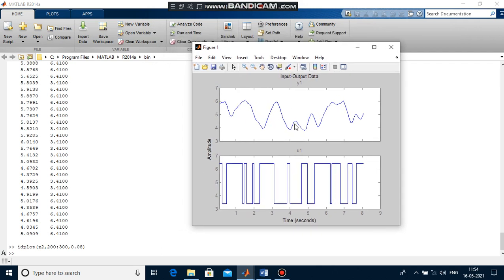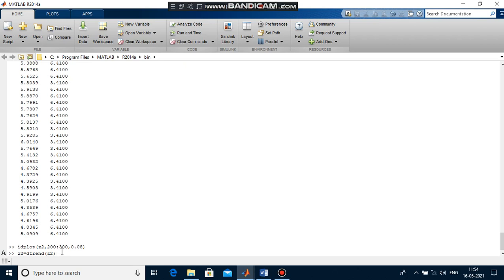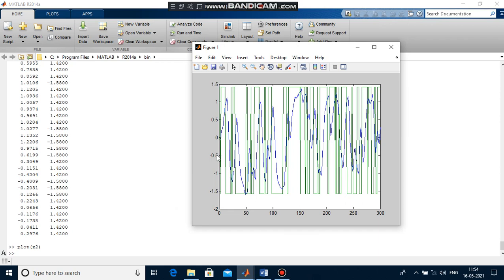So this is our input and output data graph, but it does not start from 0. So we have to remove the mean values by using this command. So I have to type here Z2 equal to detrend of Z2. We have to remove the mean values from the input output data. Then I have to plot the graph. So our system is in Z2. See the graph, it starts from 0 to positive and negative.